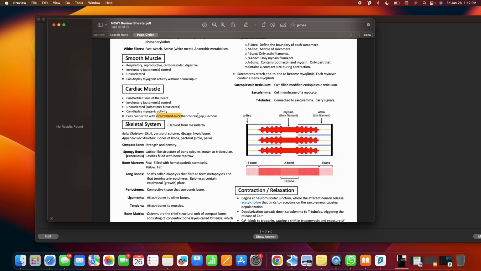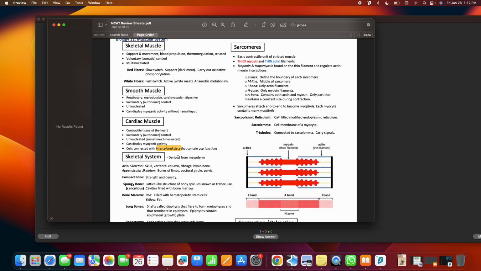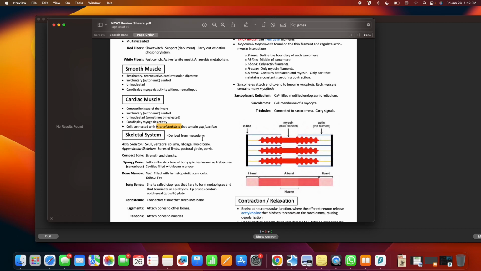The skeletal system is derived from mesoderm and also the muscular system. So the musculoskeletal system is derived from mesoderm. And then we have the axial skeleton, which is the skull, vertebral column, rib cage, and hyoid bone. And the appendicular skeleton, which is the bones of limbs, pectoral girdle, and pelvis.